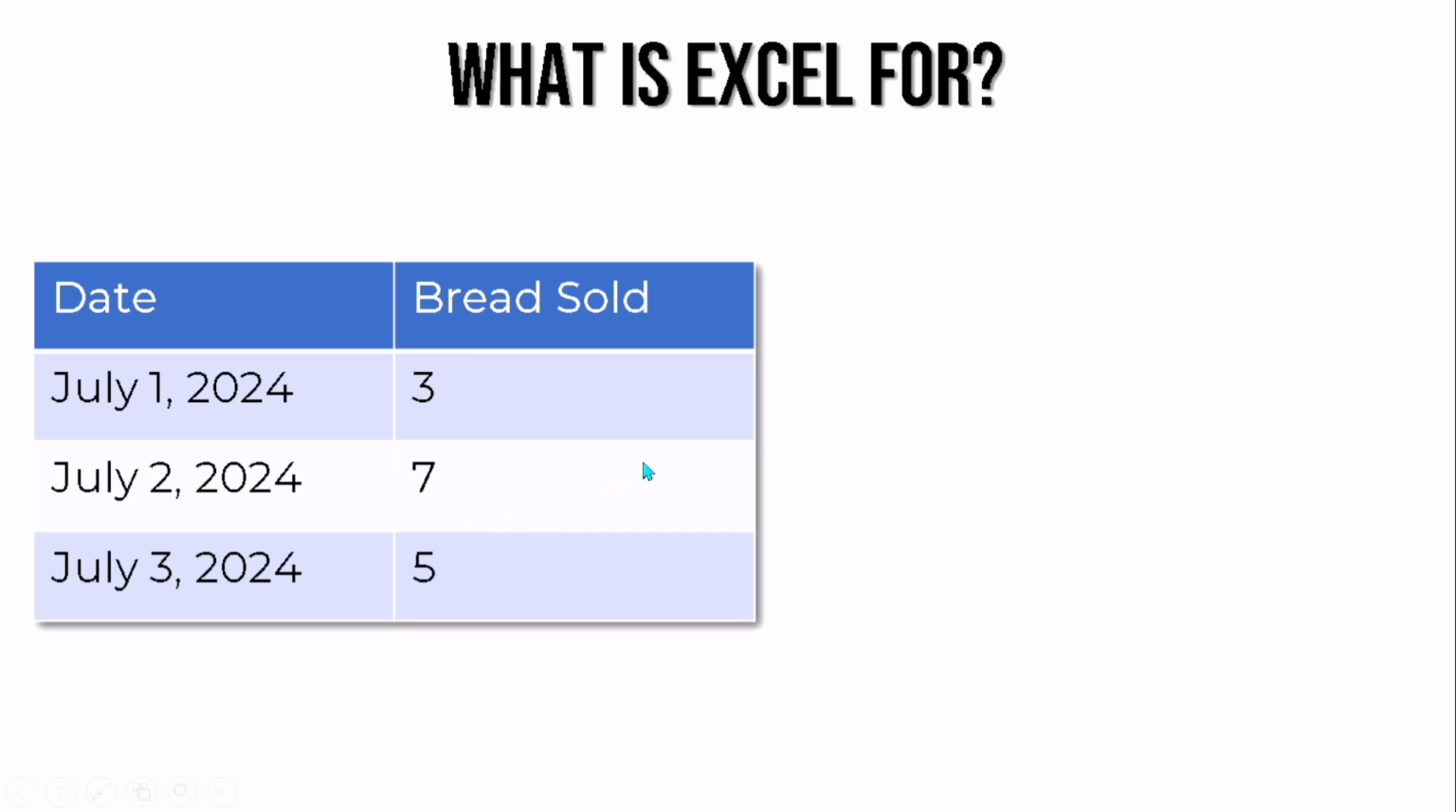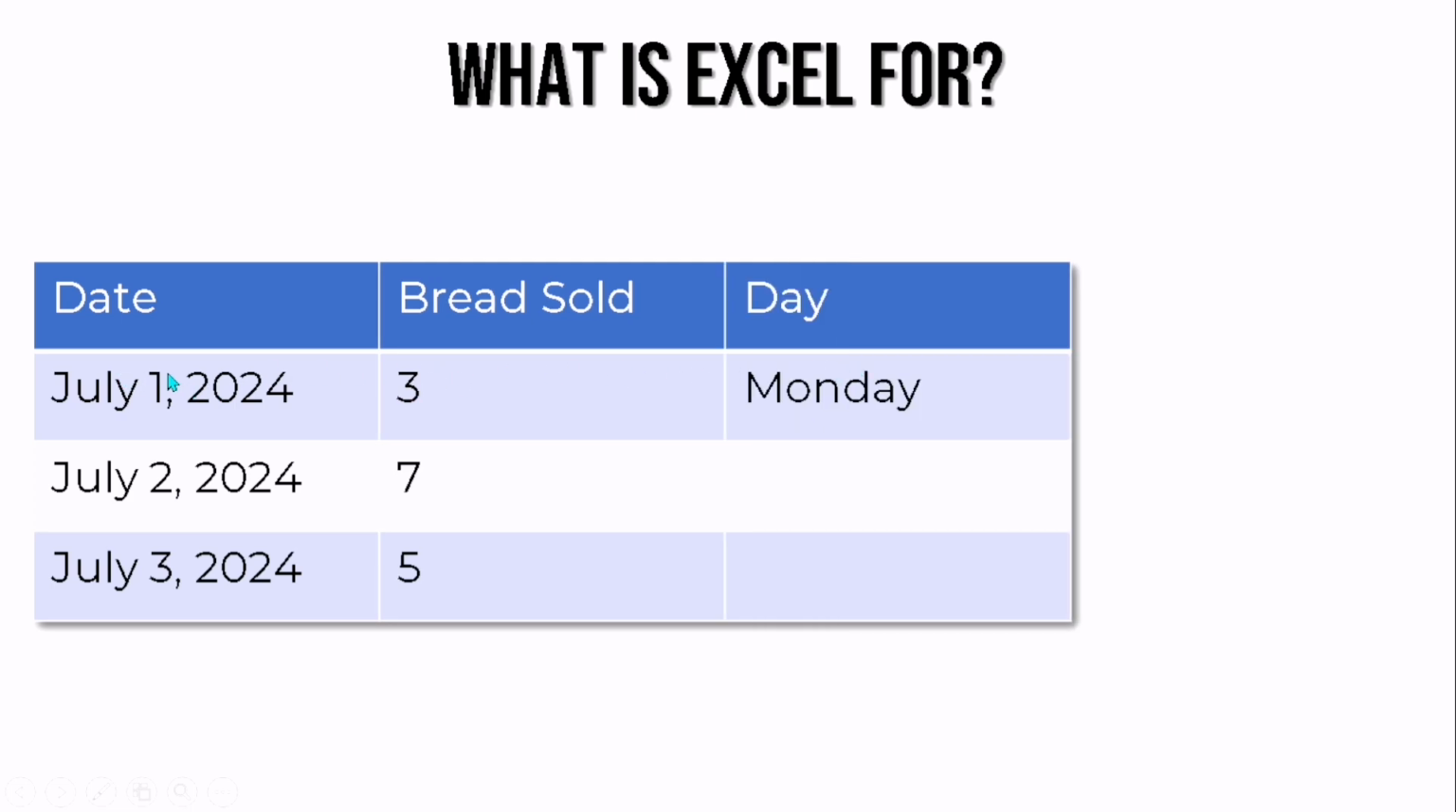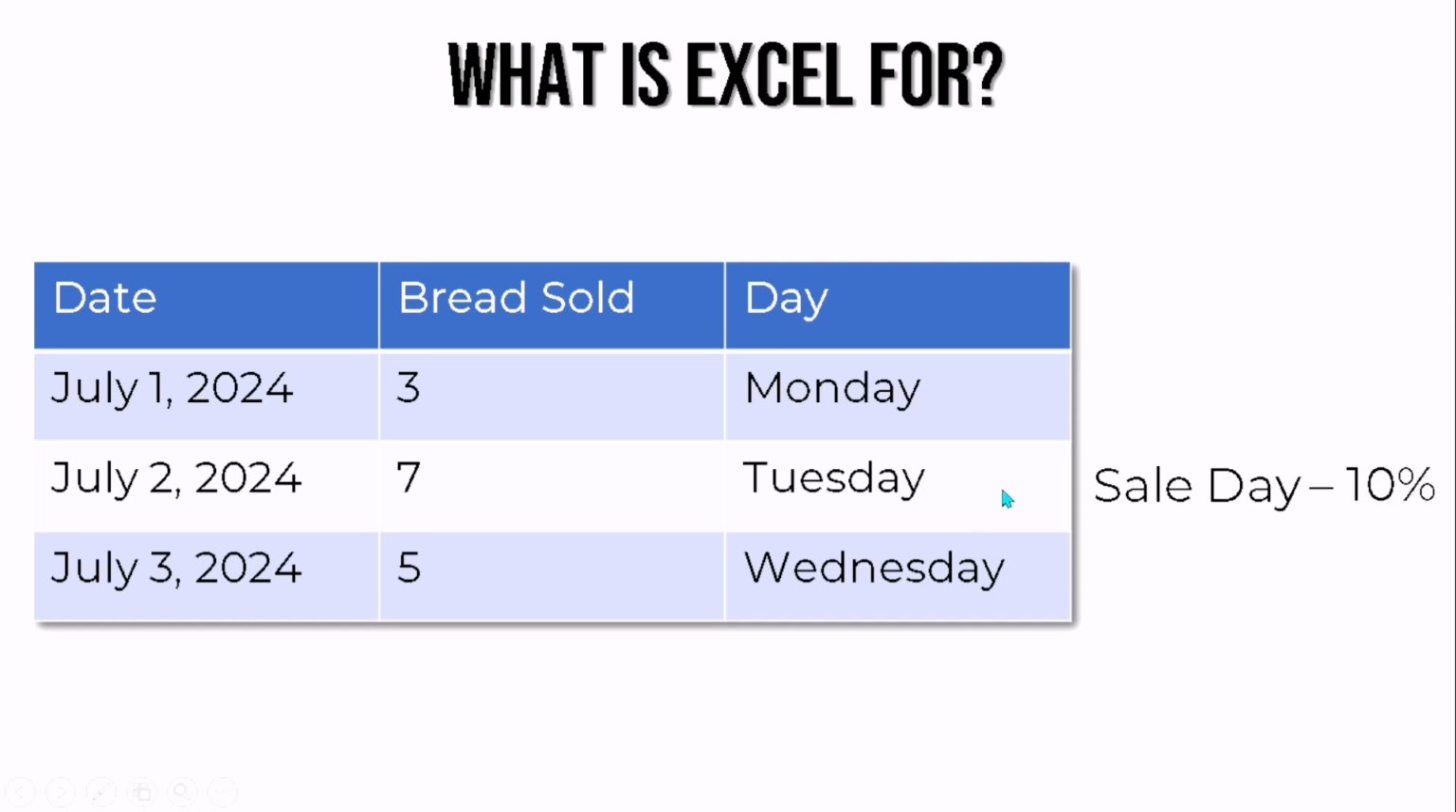Well, first of all, let's see what day this is in the week. So July 1 is Monday, July 2 is Tuesday, and July 3 is Wednesday. Now, first of all, our company loves Tuesdays. So every Tuesday, we run a sale. And everything that we sell has a discount of 10%. That explains why there are more sales on July 2 compared to the other days.